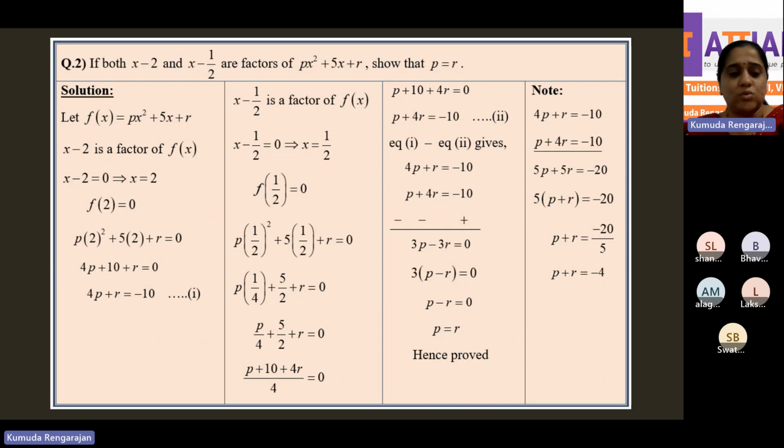Both the conditions are true. This one is also true. This is also correct. This is not wrong. But they're not asking you to show this result. They're asking you to show that p is equal to r.